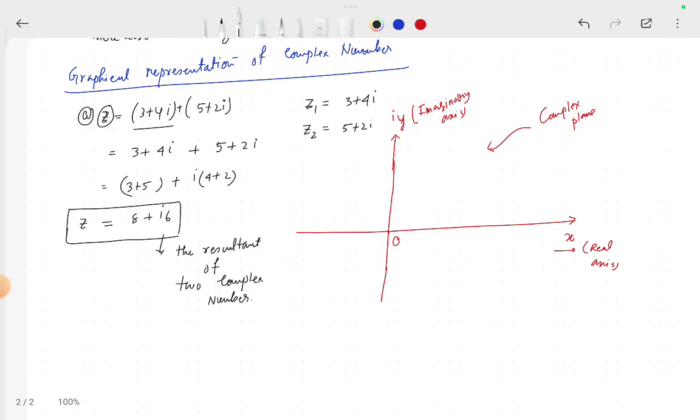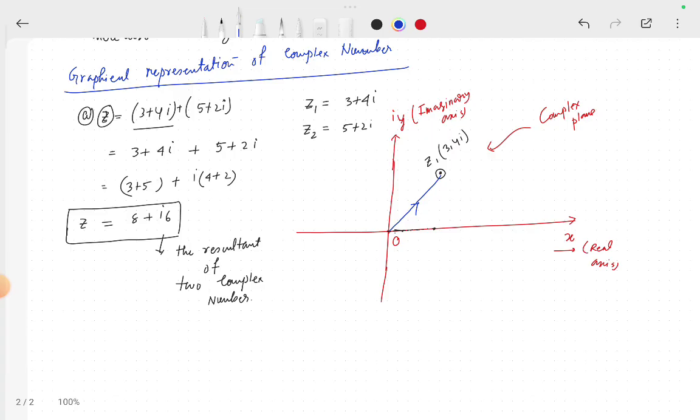Z1 is nothing but 3 plus 4i. So in the real axis we are going to point 3, and in the imaginary axis we go to plus 4i. Let's say this point is represented by Z1, and it is 3, 4i. Understood? So this is the representation of this complex number.